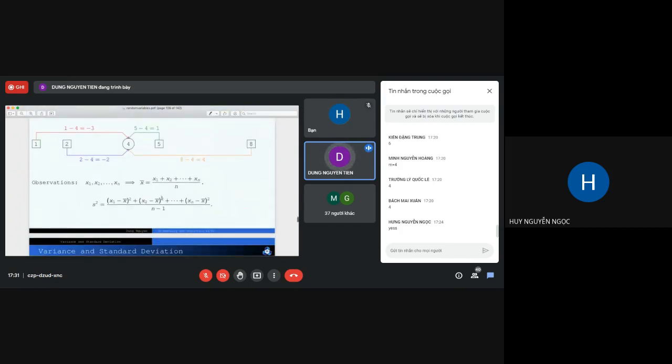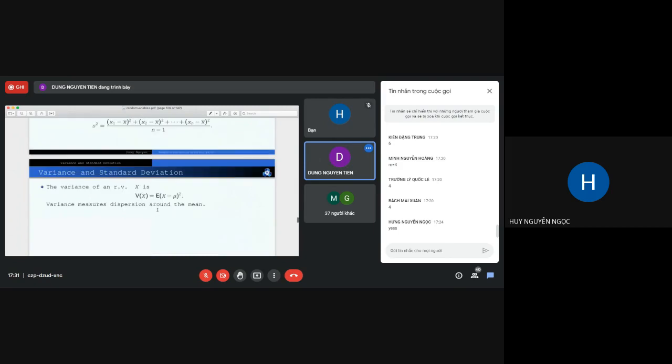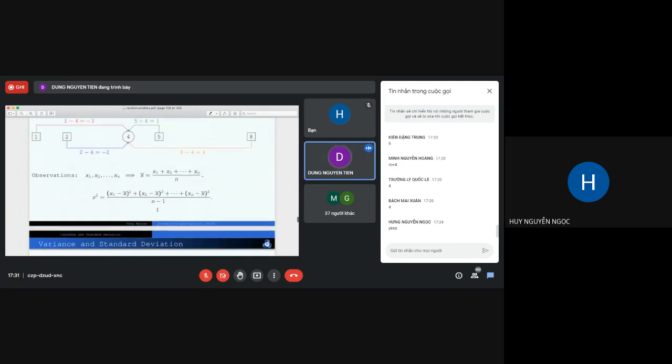Here's the formula for the sample variance. You get the average value of the square of the deviations, and in order to find the average value, you divide the sum by the degrees of freedom instead of the number of observations to get an unbiased estimator.